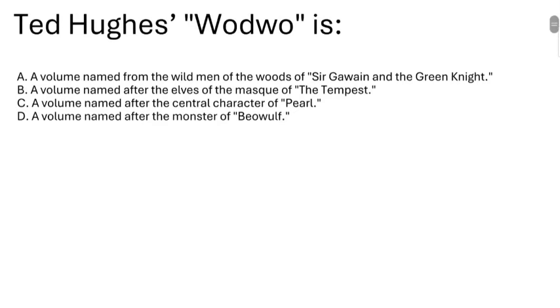Our next question is, Ted Hughes' Wodwo is: A. A volume named after the wild man of the woods of Sir Gawain and the Green Knight. B. A volume named after the elves of the Masque of the Tempest. Option C. A volume named after the central character of Pearl. Option D. A volume named after the monster of Beowulf. Pause the video and try to tell the answer.